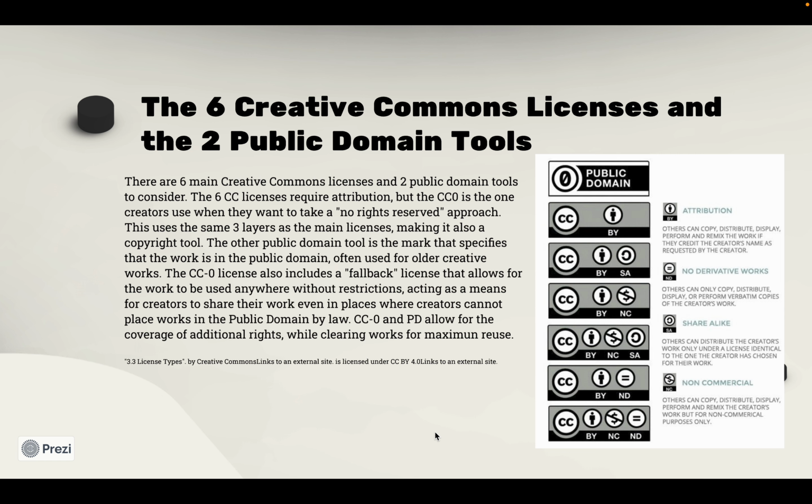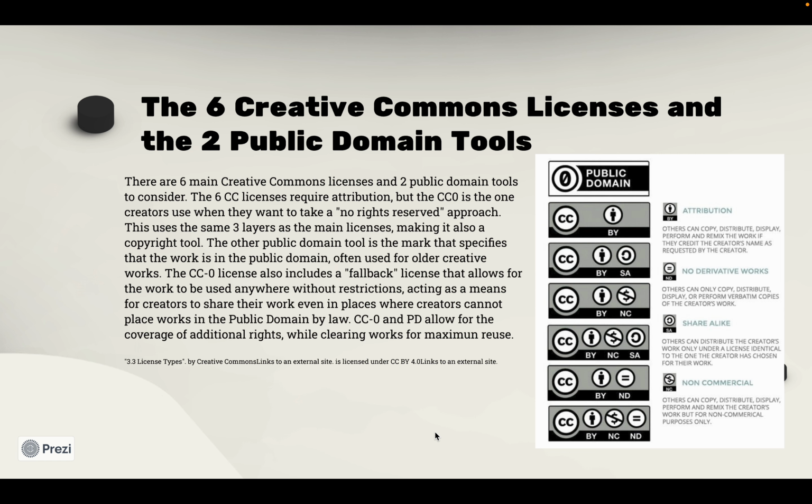There are 6 Creative Commons licenses and 2 public domain tools. The 6 CC licenses require attribution, but the CC0 is the one creators use when they want to take a no rights reserved approach. This uses the same 3 layers as the main licenses, making it also a copyright tool.